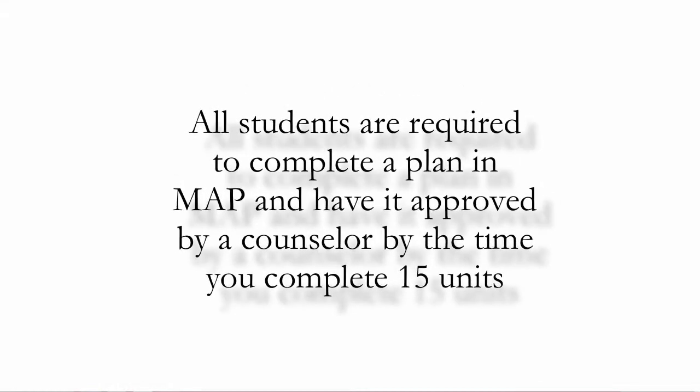All students are required to have a comprehensive academic plan completed in MAP and approved by a counselor by the time you complete 15 units, or you'll be prevented from registering for your classes. So it's important to do this as early as possible to avoid delays in your registration process. You're free to change your goal and create a new plan in MAP at any time, but the plan we'll create together right now is an easy way to build your first complete plan in MAP and have this requirement cleared for you.